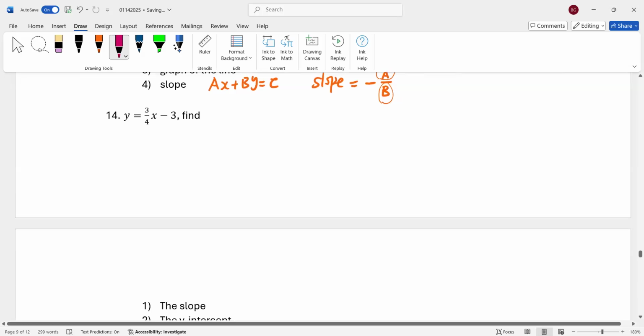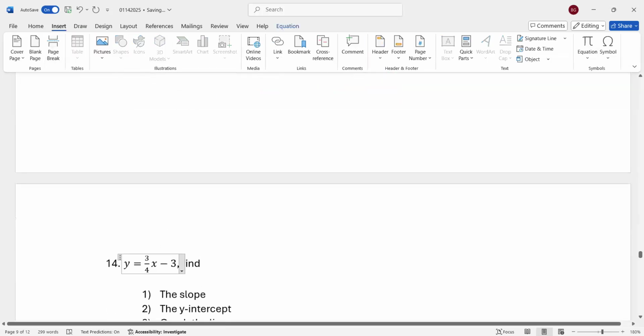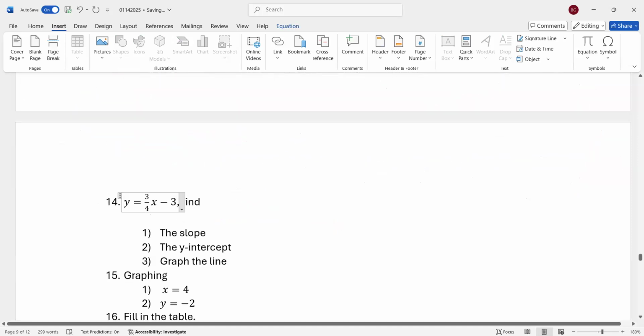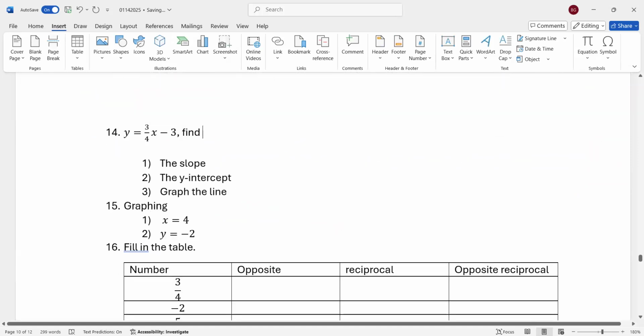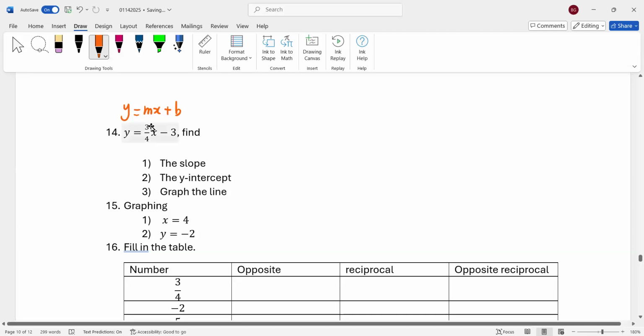Number 14, I'm giving you an equation representing a straight line in slope-intercept form. Let's see if I can insert a page break. This is 13, this is 14. So this straight line is given in the slope-intercept form. The formula is y equals mx plus b. M here is the coefficient of x, and represents the slope. B here is the y value of the y-intercept.